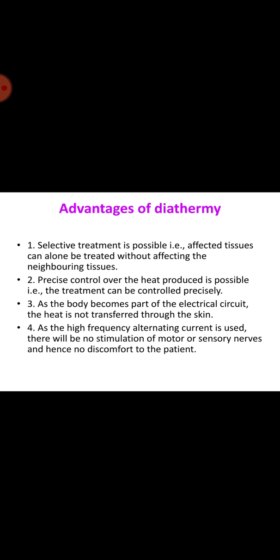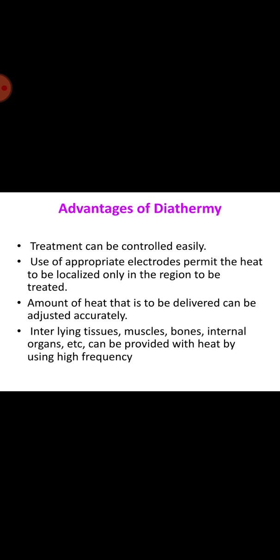So, we can summarize the advantages of diathermy. Selective treatment is possible, and the affected tissues alone can be treated without affecting the neighboring tissues. Precise control over the heat produced is possible, that is, the treatment can be controlled precisely. As the body becomes a part of the electric circuit, the heat is not transferred through the skin. As high frequency alternating current is used, there will be no stimulation of motor or sensory nerves and hence no discomfort to the patient. And the treatment can be controlled easily.